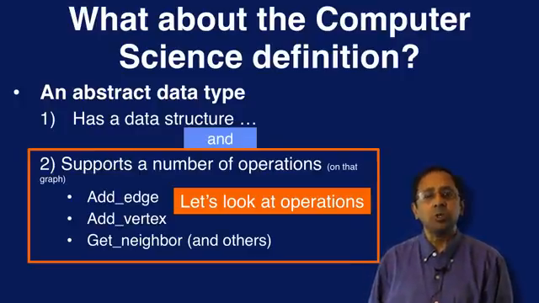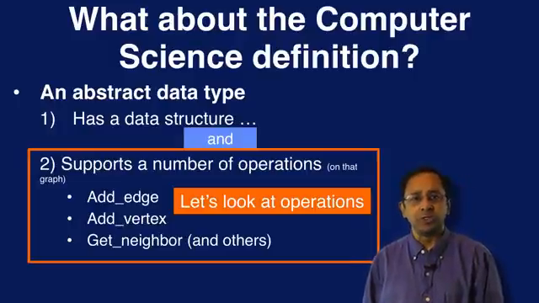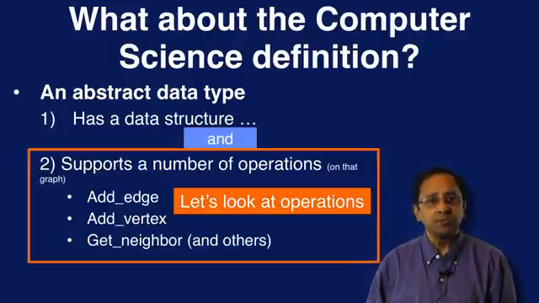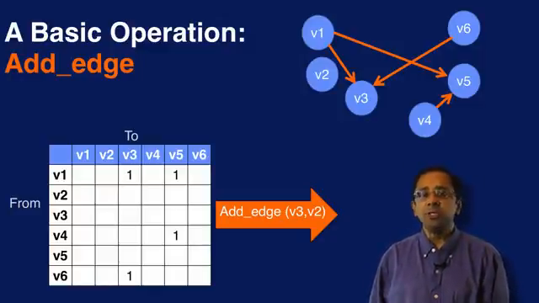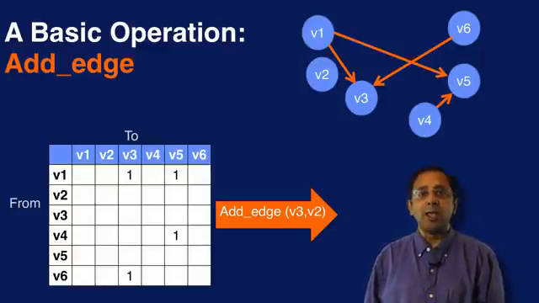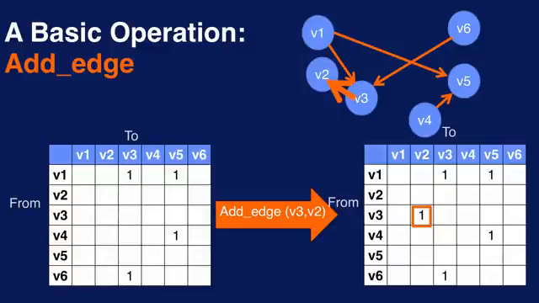Let's say I first want to add an edge from V3 to V2. What should I do? I'll start from the row V3, go up to the column V2, and add a 1 in that cell. So I have added an edge, which is an operation on the matrix.